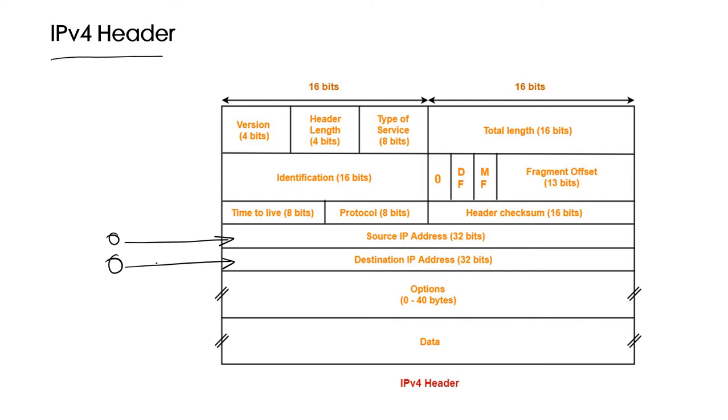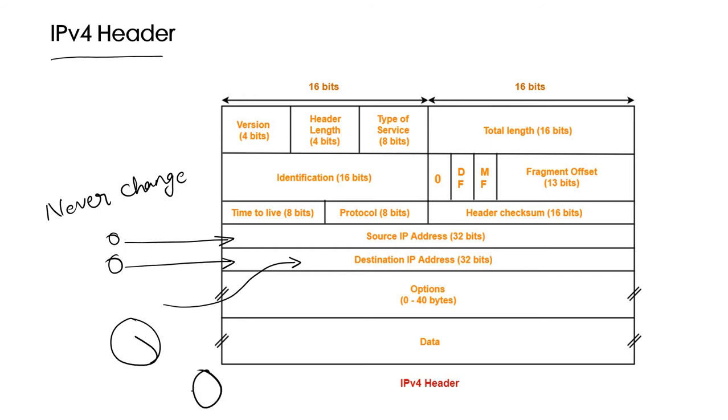And the source IP address and destination IP address never change in the IP packet. It does not matter how many hops it has traveled, they will never change. They will always be fixed, the destination IP address and source IP address. Every router will look at this destination IP address and forward to the corresponding router. Again, that router will look at the destination IP address and forward to the next router. Again, the next router will look at the IP address. They will keep reading that IP address, but nobody will change it.